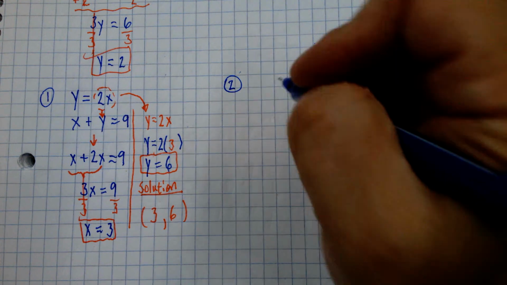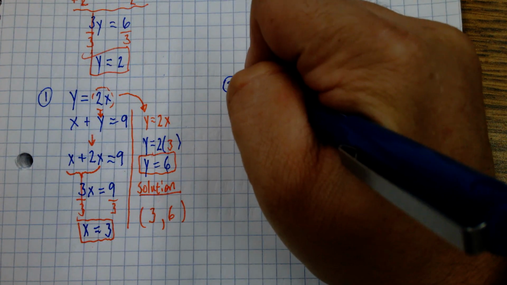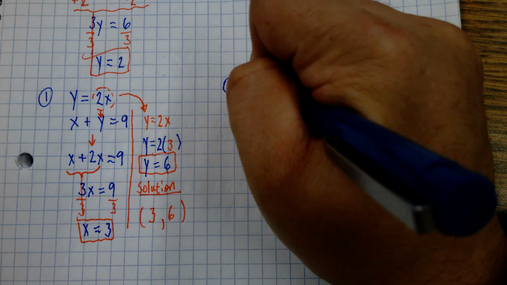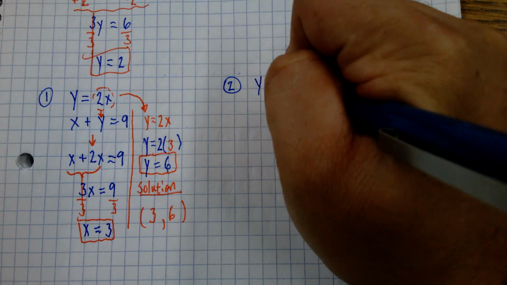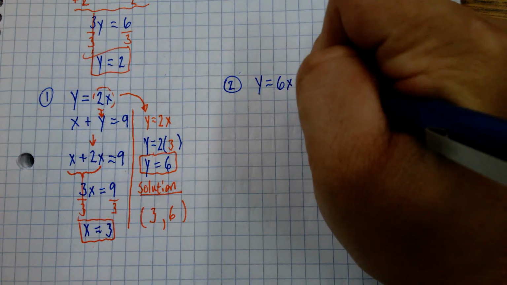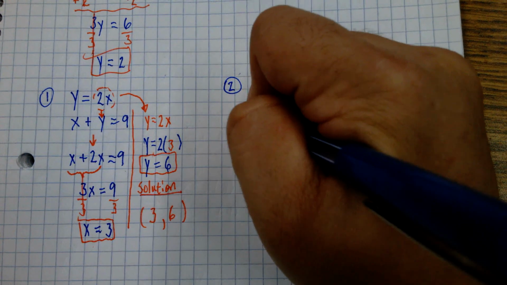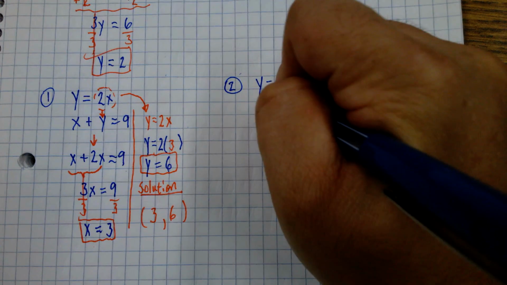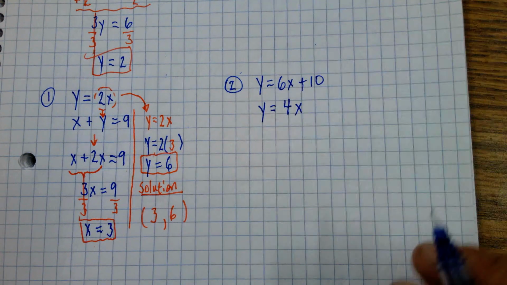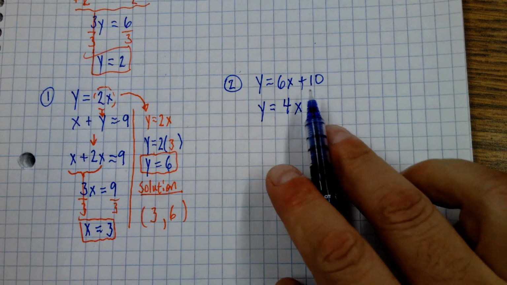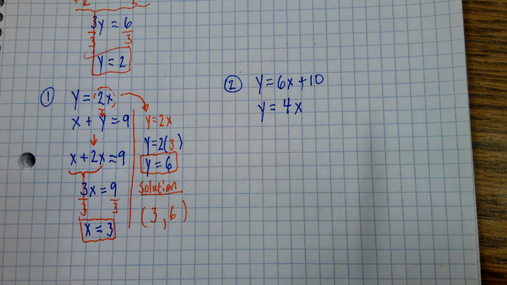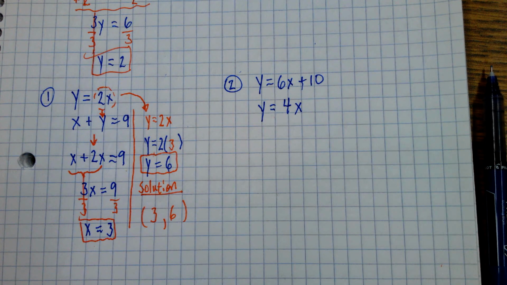So for number 2, it's going to be y equals 6x plus 10. And then our second equation is y equals 4x. So go ahead and write that down. Y equals 6x plus 10 and y equals 4x. Okay? And we want to figure out where these two lines cross without graphing.